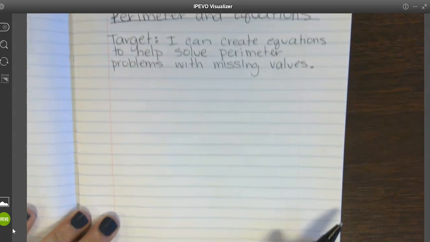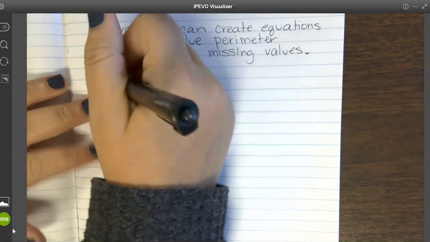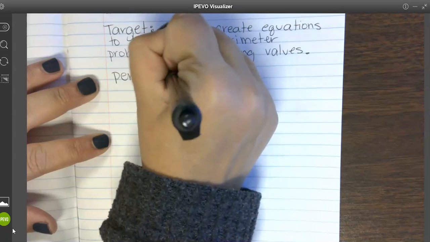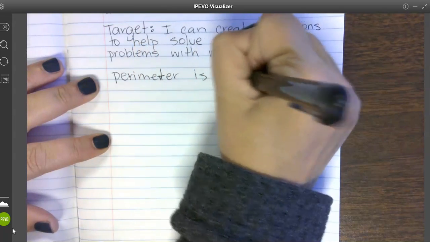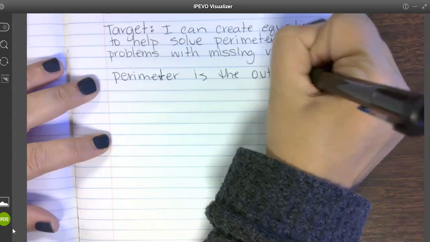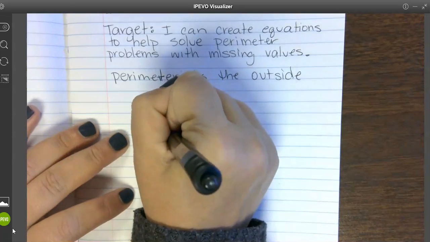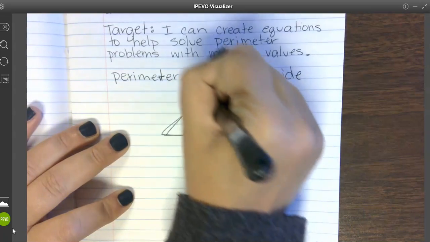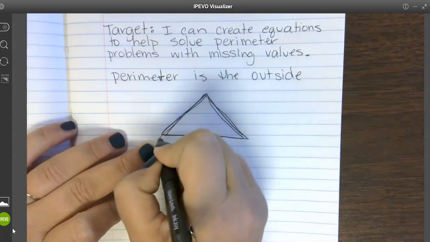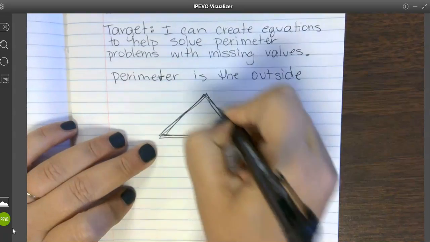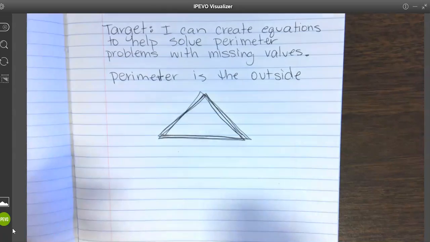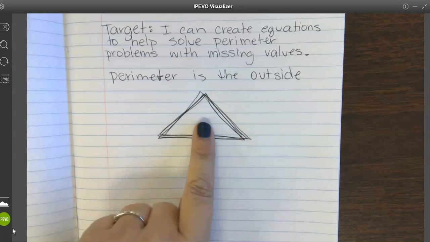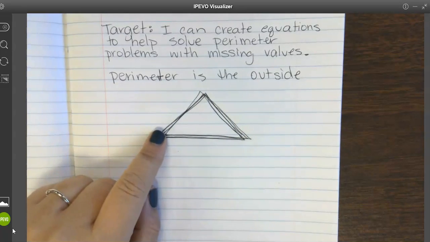All right, you guys, so perimeter, hopefully you remember that perimeter is the outside of an object, okay? So if you have, for example, a triangle, the perimeter is this outside of the triangle. Now we know that area is the inside of this triangle. Volume is 3D, this is 2D, and perimeter is the outside, okay?